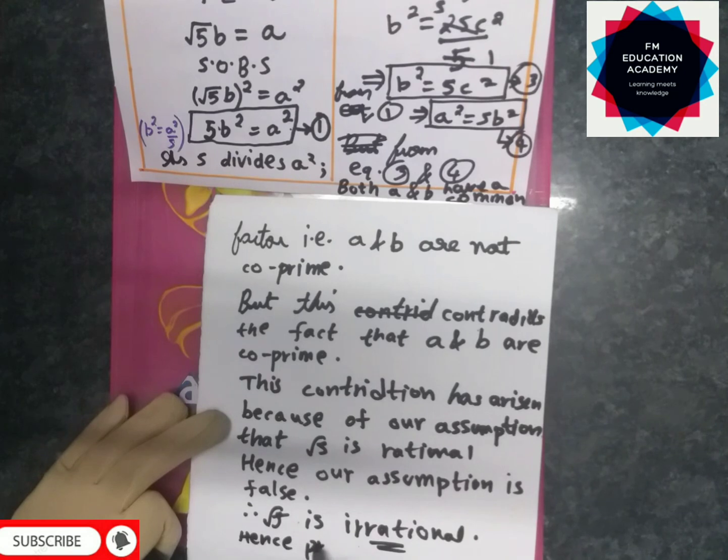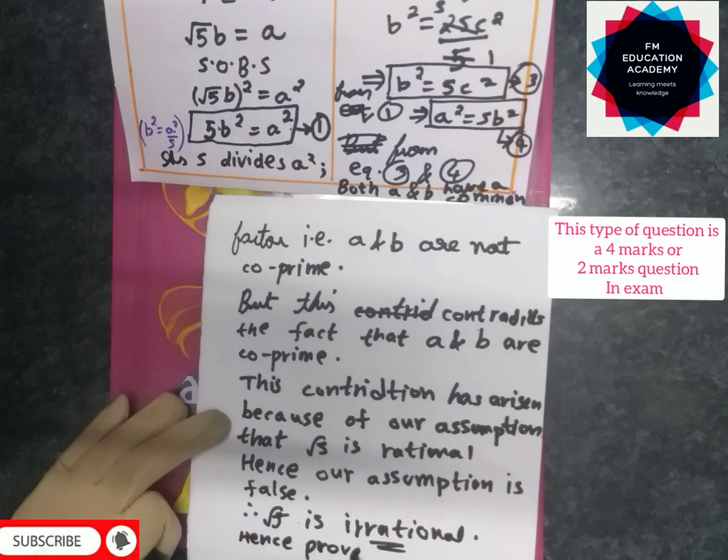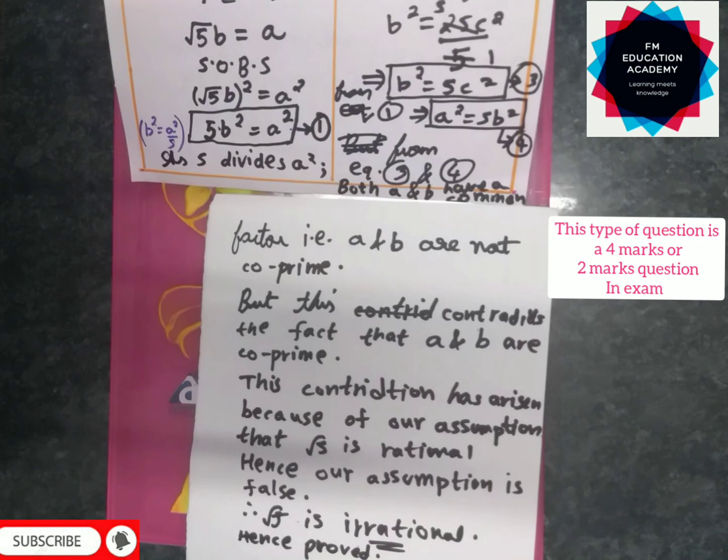This is a 4 marks question, or it might also be asked for 2 marks in the exam: proving irrational numbers. That is, prove that root 5 is irrational, or prove that 1 by root 2 is irrational, or prove that root 3 plus root 5 is irrational. These questions are asked for 4 marks or 2 marks in your exams.